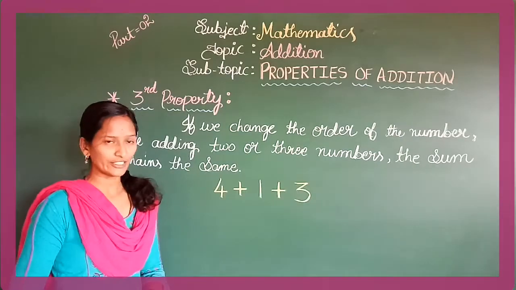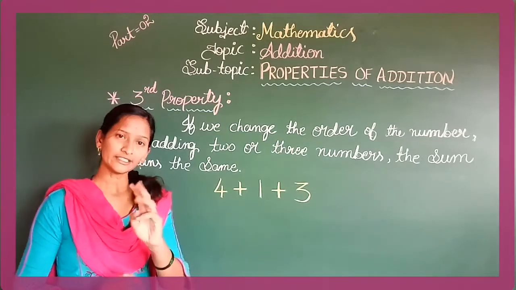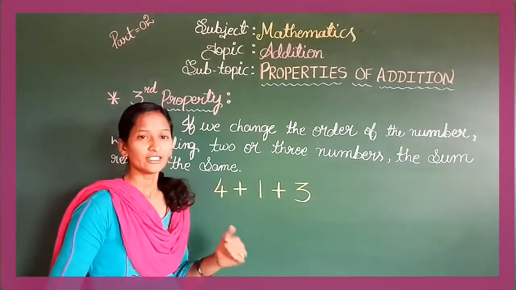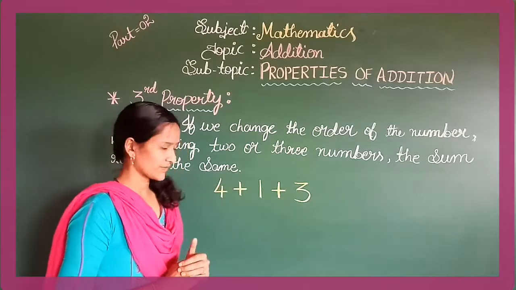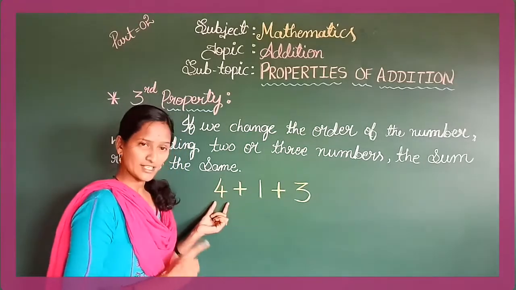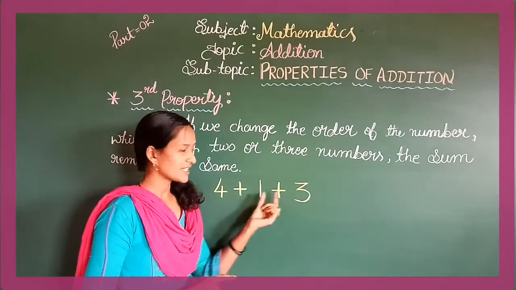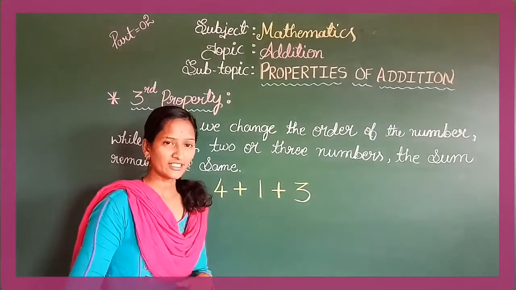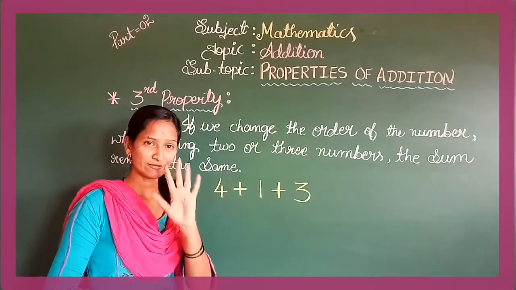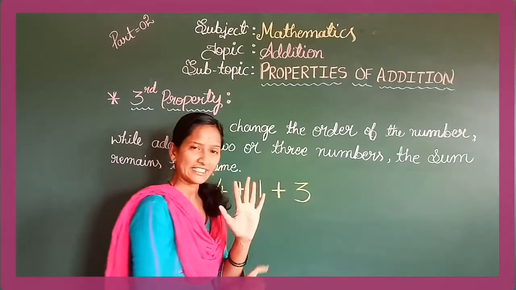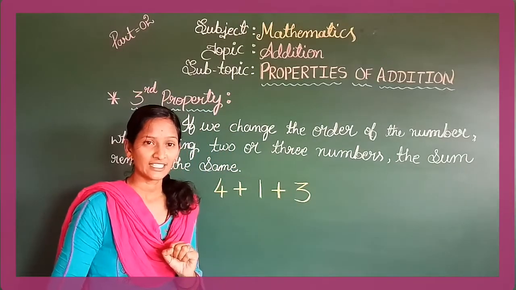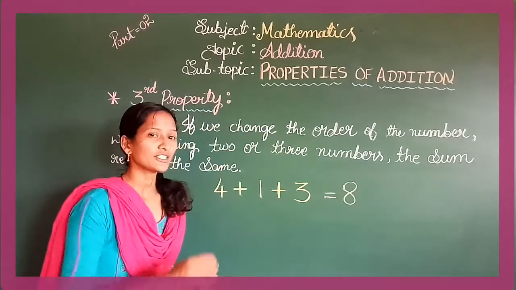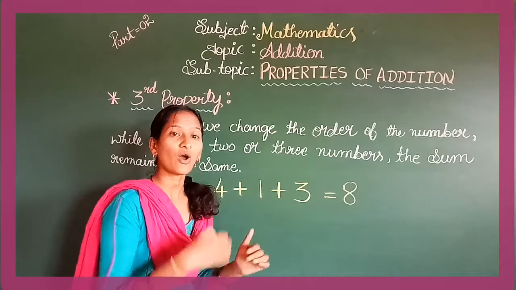Okay, students, so look here. Here I am taking 3 numbers. The numbers are 4, 1, 3. Now I am adding these 3 numbers. At first, the 4 is in first place, 1 is in second place, 3 is in third place. Yes, 4 plus 1 is 5. So 5 plus 3. 5 plus 3 is 8. What is our sum here? 8. So now I am changing the places or orders.